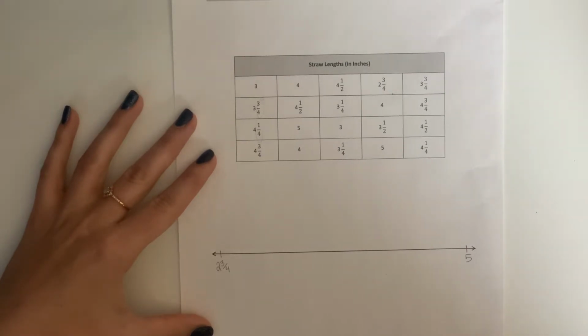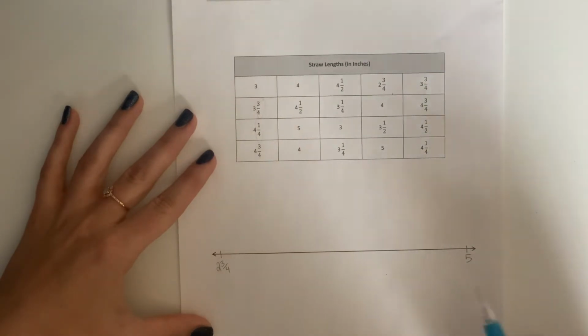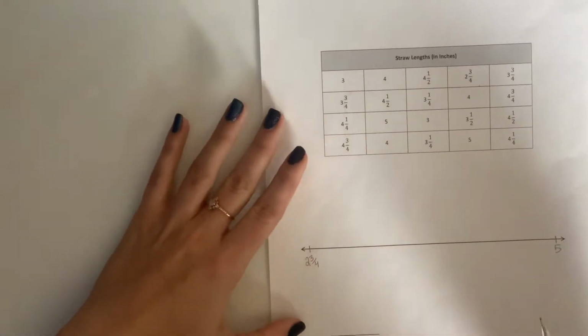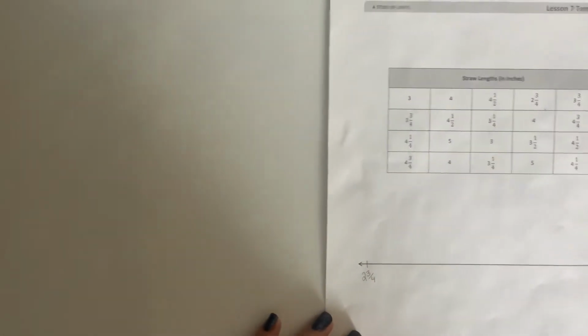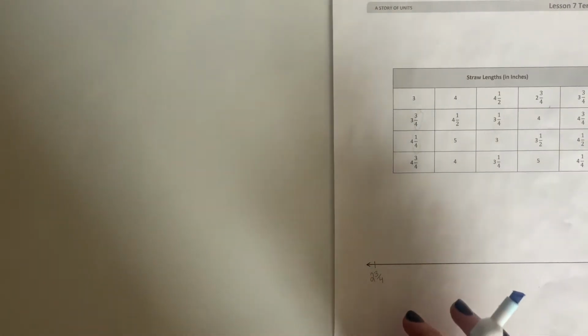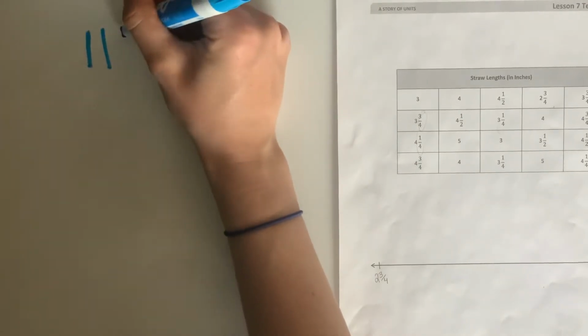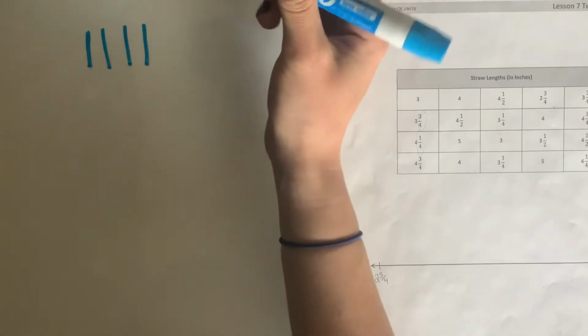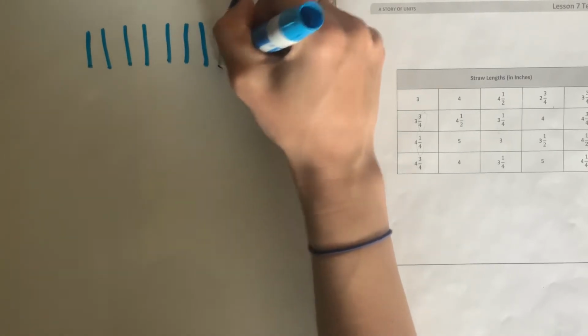To find out how many tick marks we need, we can count by fourths from 2 3/4 to 5. Each time we count, keep track with your fingers. So what we're going to do is count by fourths. You can use your fingers, and I'm going to be using our marker just so that I can keep track. So we start at 2 3/4, and then we have 3, 3 1/4, 3 1/2, 3 3/4, 4, 4 1/4, 4 1/2, 4 3/4, 5.